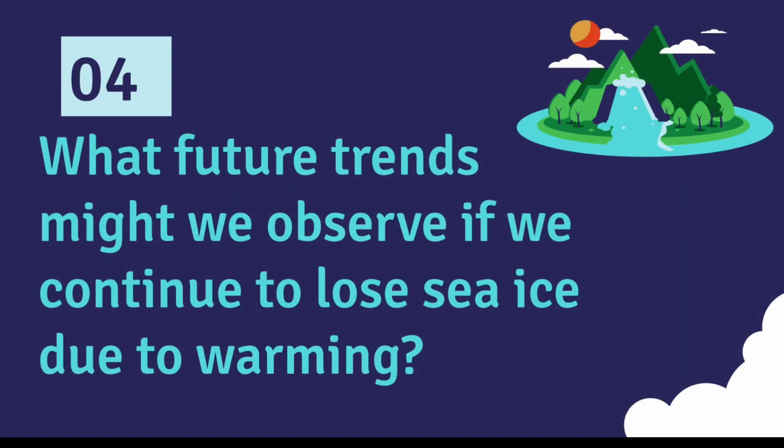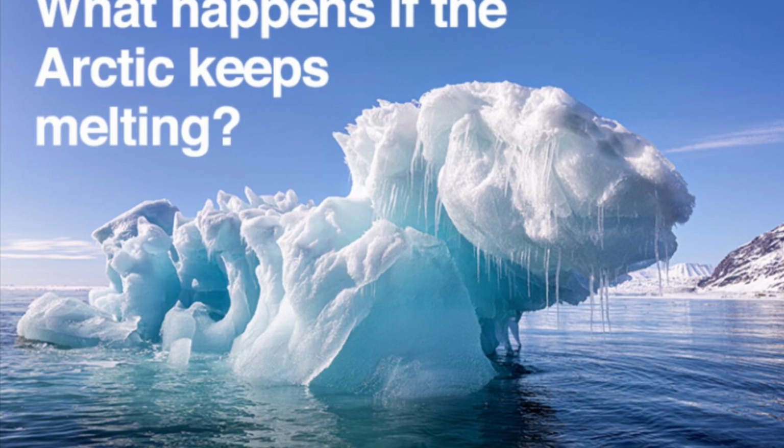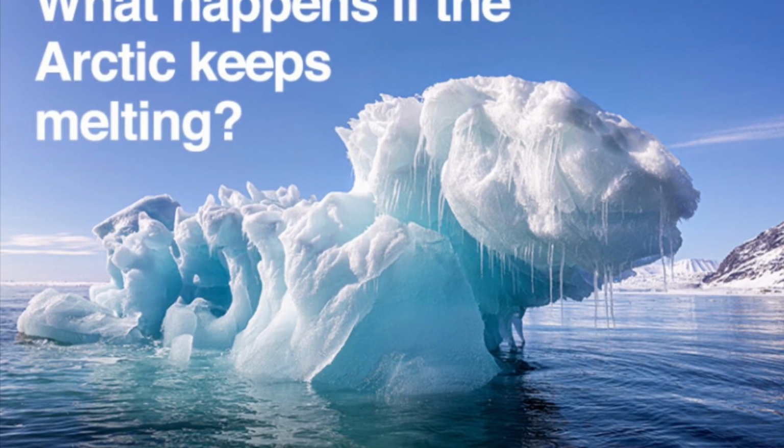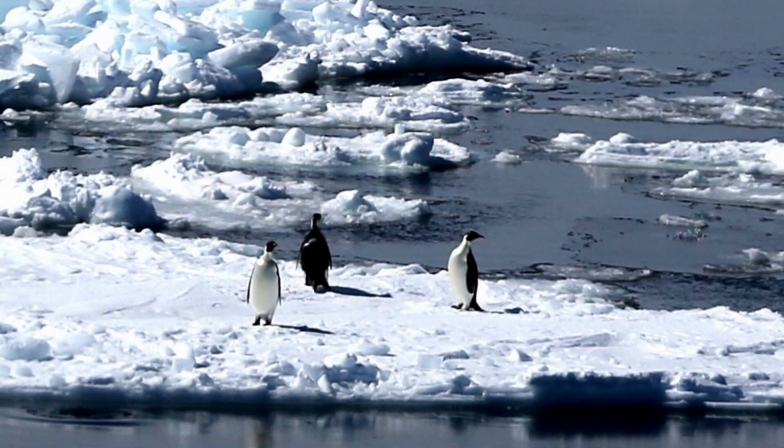What future trends might we observe if we continue to lose sea ice due to warming? There will be severe negative impacts on our environments and our habitats if we don't do something about the melting sea ice. According to wildlife.org, we are losing sea ice at a rate of almost 13% per decade, and the thickest ice in the Arctic has declined over 90%.